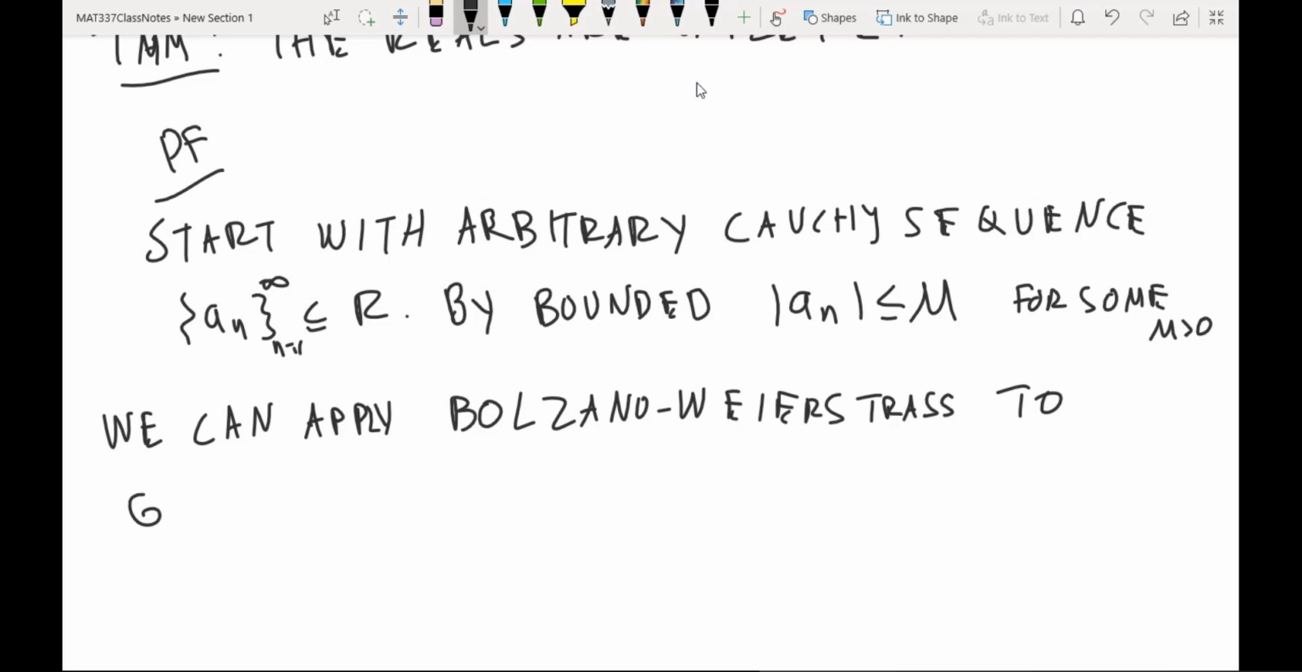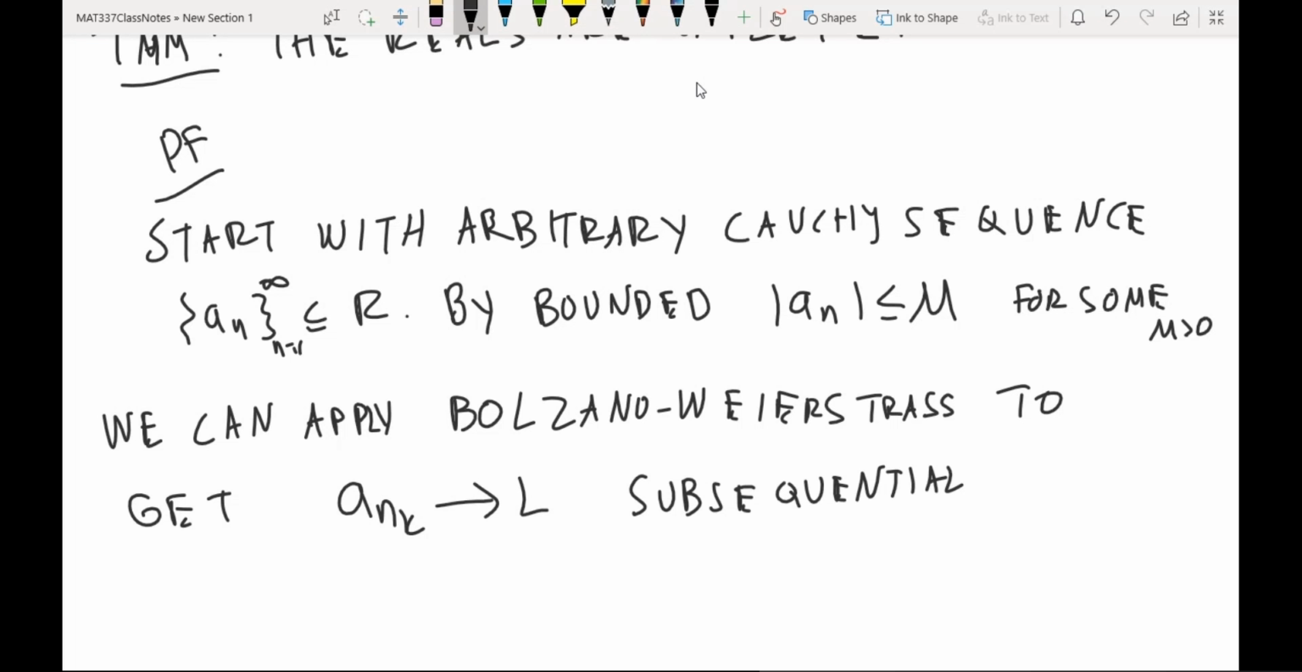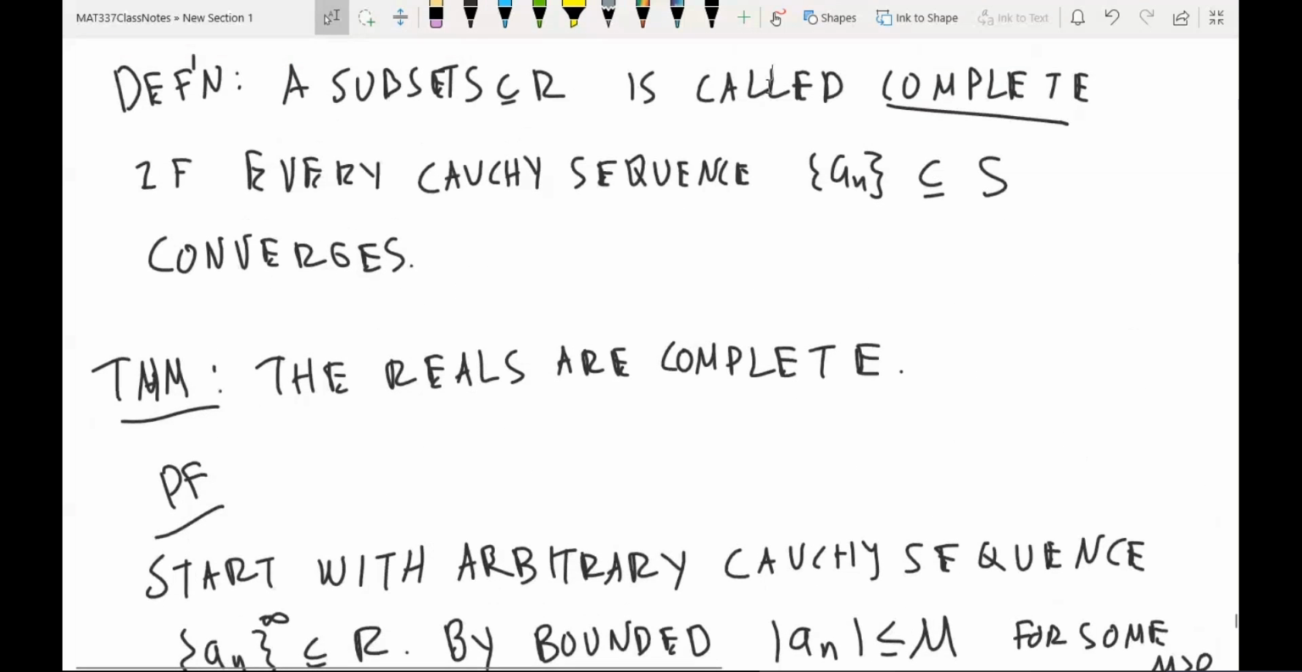To get a subsequential limit. Is that okay so far? Does it need to converge in S? Yes, it converges in S. That's right. It has to converge inside S. Let me add it quickly. It converges to a point L in S.